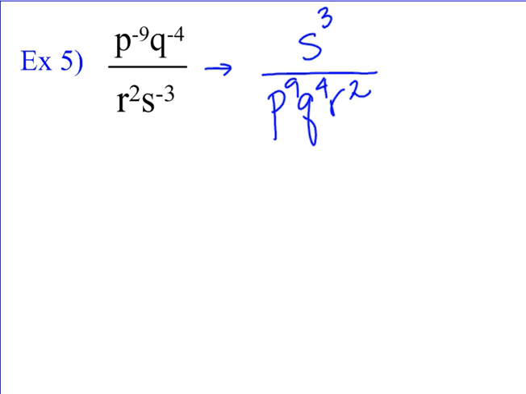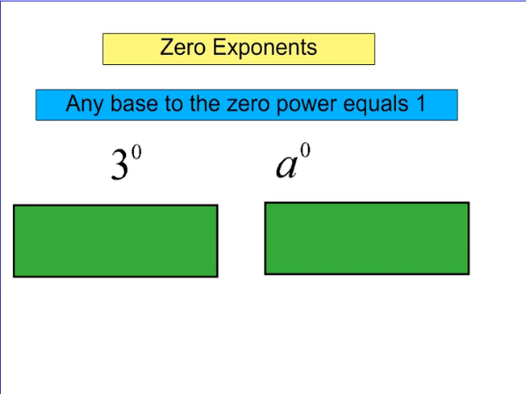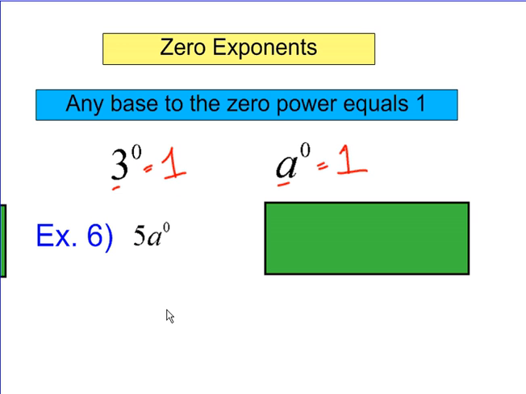So we've talked about positive exponents, negative exponents. Here, let's talk about zero exponents. Now, in zero exponents, any base to the 0 power equals 1. So if I have a base of 3, 3 to the 0 equals 1. I have a base of a variable, in this case a to the 0 equals 1. It just doesn't matter. So let's take a look here. I have 5a to the 0 power. So really what we're saying is 5 times a to the 0. Well, we know a to the 0 equals 1, so 5 times 1, we end up with 5.